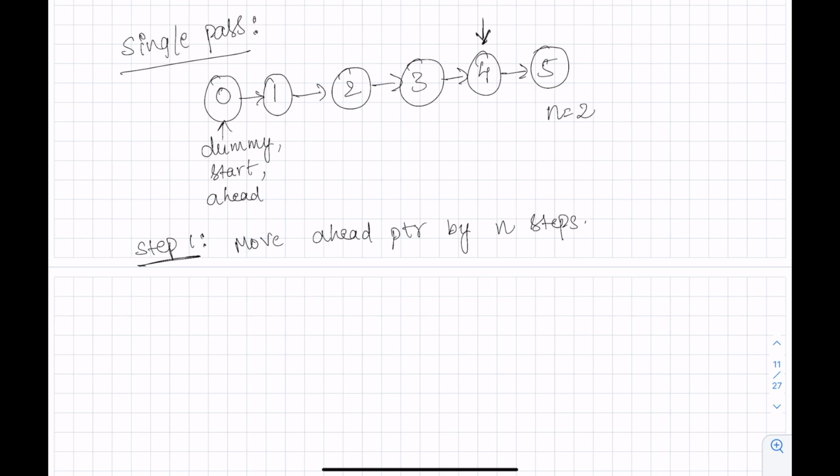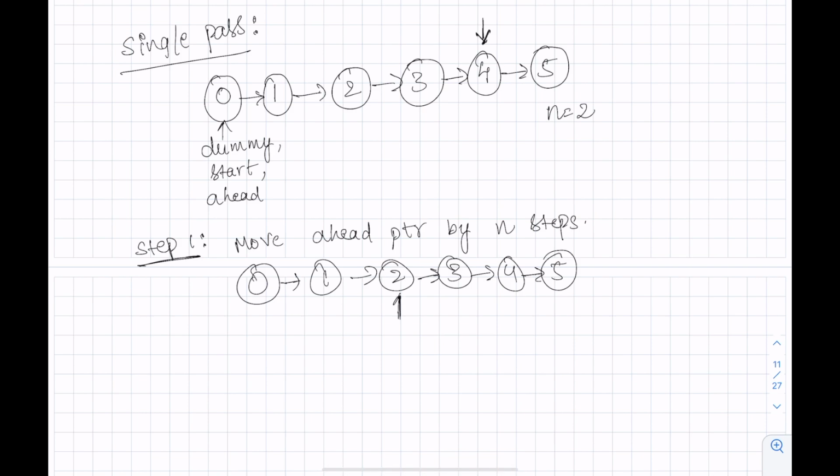So what are we going to do here? This is our 0, 1, 2, 3, 4 and 5. We are going to move our ahead by 2 units, since n is equal to 2. So our ahead will be here, and our dummy is here and our start is also here. The reason we did this is that the distance between the start and ahead pointer is n steps.